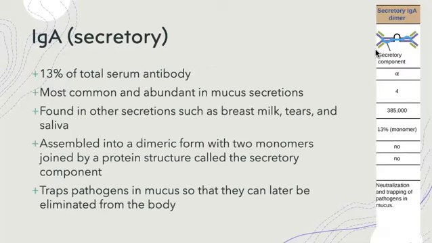Our third antibody is IgA, and this is also known as our secretory antibody. It makes up 13% of our serum, but the reason we really call it secretory is because we find it as the most abundant and common antibody in our mucus secretions. So we find it in areas like breast milk, tears, and saliva, and we can see it assemble into this dimeric form when our 2 monomers are joined together by a protein known as our secretory component. You can see that highlighted in blue here. What it does is trap pathogens within the mucus so they can later be eliminated from the body.